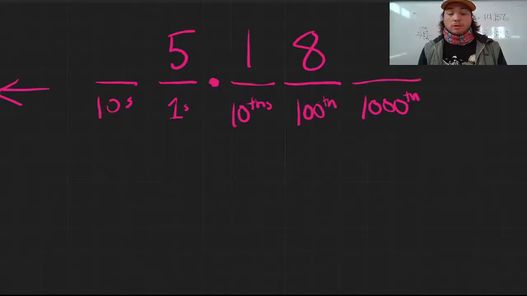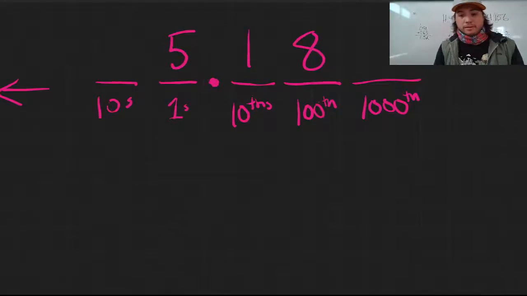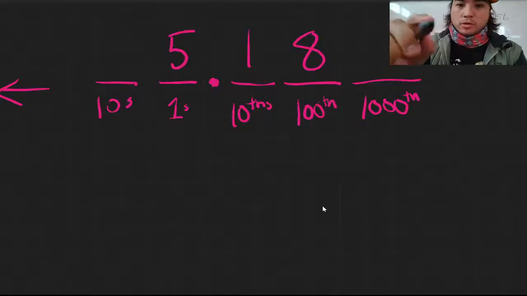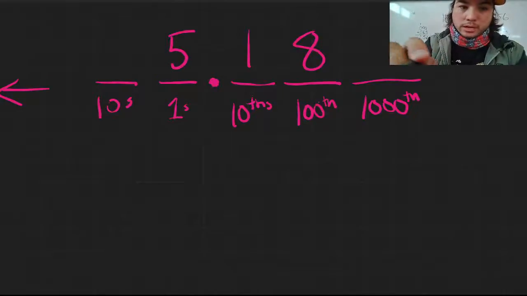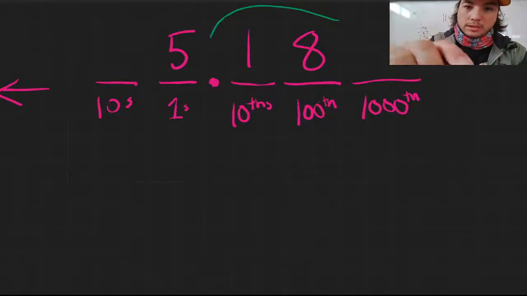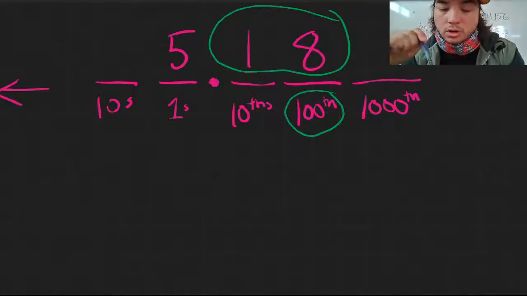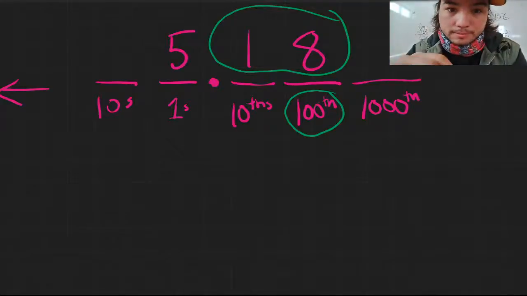What would we call this number? It would be 5 and 18 hundredths. Okay, rather than just saying 1/10 and 8 hundredths, we're going to group them together. And it really does kind of look like an 18, right? So we're going to say 5 and 18 hundredths because it goes all the way to the hundredths place.